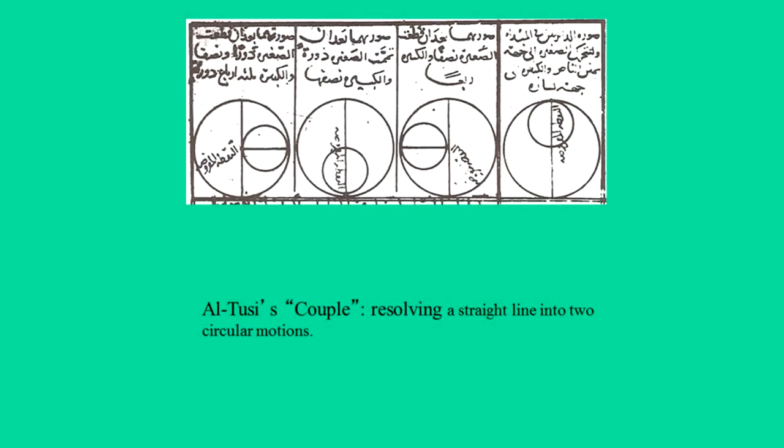Okay, now, two relative innovations. One would be Al-Tusi, who developed a so-called Tusi couple. It's kind of a crank mechanism which, do I have it on here? Let's see. Yeah, there it is. Okay, so what it does is to resolve a straight line motion into two circles, one turning faster than the other, one half the radius of the other, or diameter of the other. And this is in the textbooks.